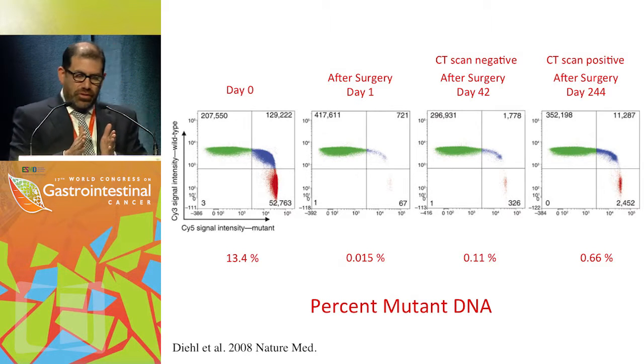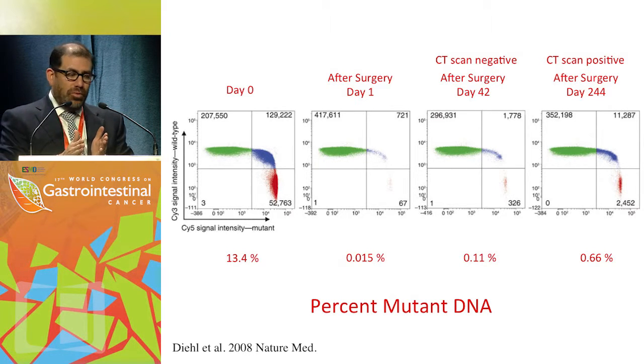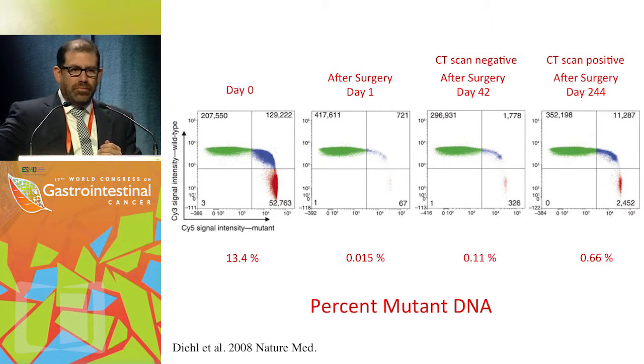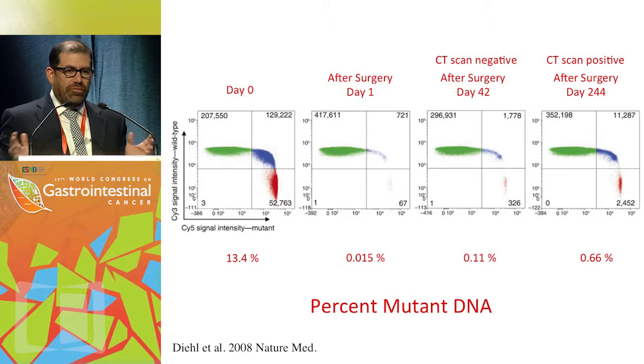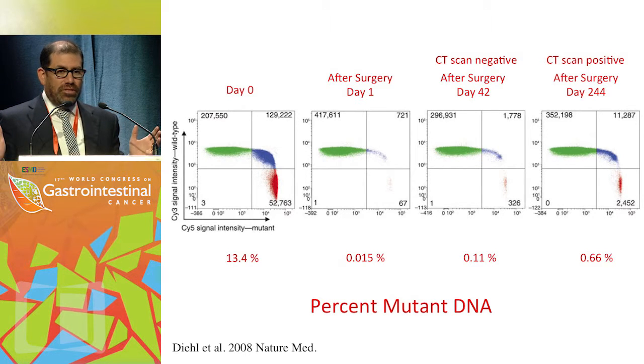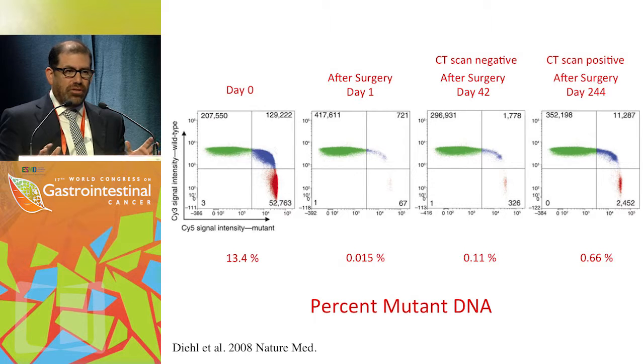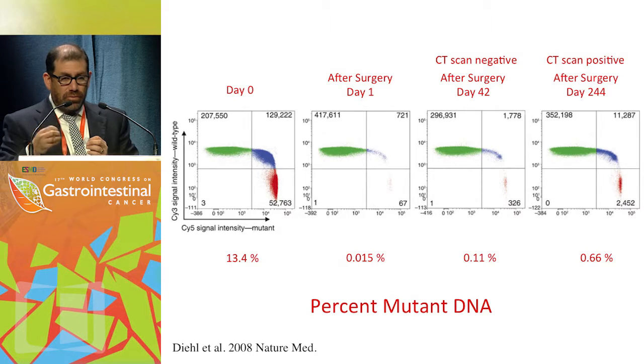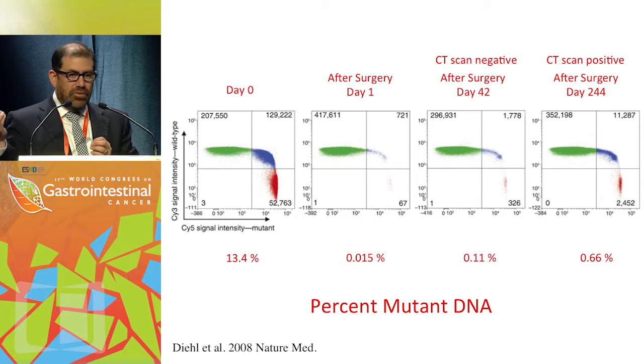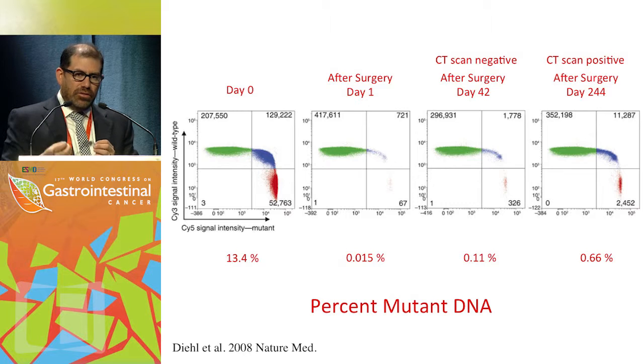That's because circulating tumor DNA has a very short half-life, about 2 hours. So one day after surgery, virtually all of it's gone. At day 42, we got a scan. He was going back to see the medical oncologist, and there was no cell-free DNA, or there was no evidence of tumor on the scan. Now, this was an R0 resection. The patient was doing fantastic. But we started to get a hint that there might be tumor remaining, because there was an increase in the circulating tumor DNA proportion. Finally, at day 244, the CT scan was positive, and the circulating tumor DNA levels increased significantly.